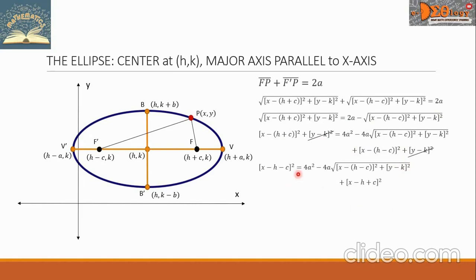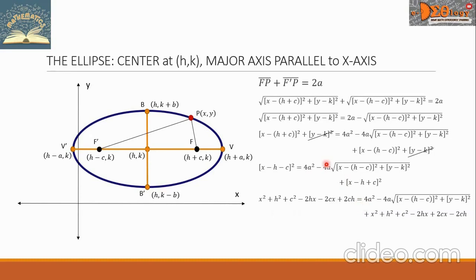And now, let us square the trinomial. Let us use the special product for the square of a trinomial here and also here. So we have now x squared plus h squared plus c squared minus 2hx minus 2cx plus 2ch.